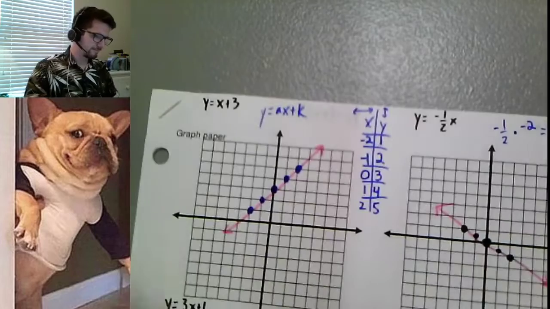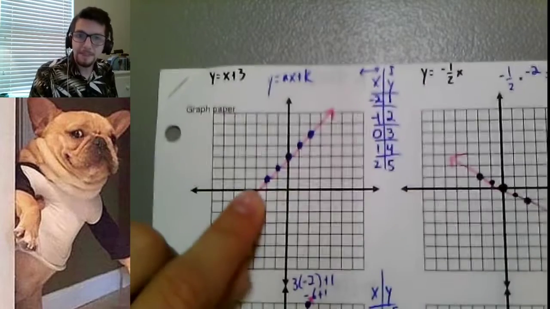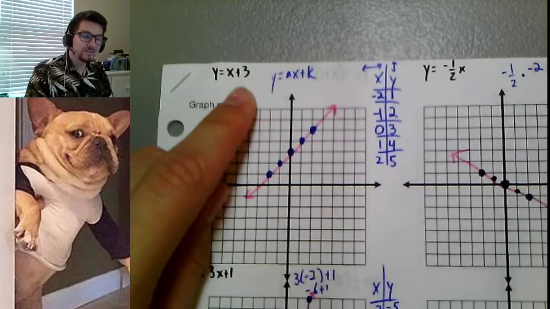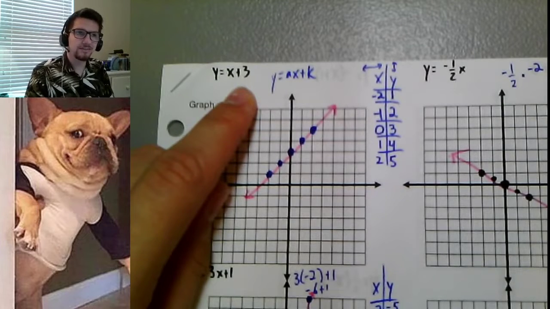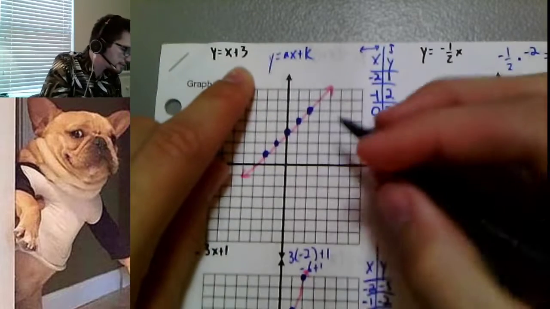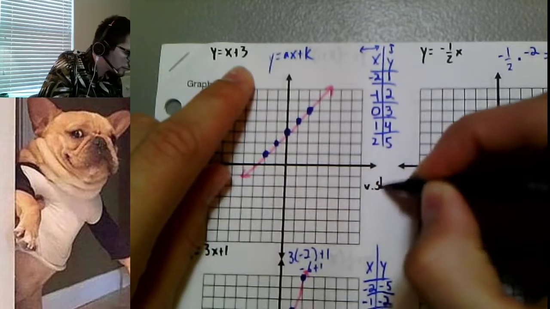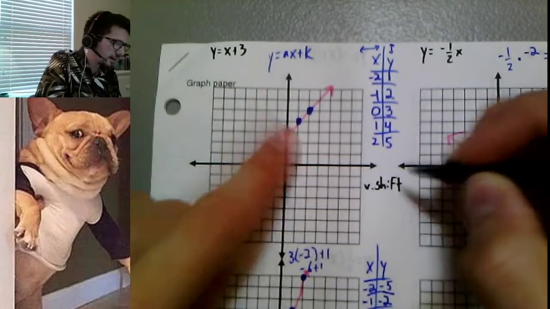Oh, oops. No, we're supposed to list our transformations. So, my bad. This was just plus 3. The k is a vertical stretch. No, I'm sorry, it's a vertical shift. So I had a vertical shift, and it looks like it went up 3.